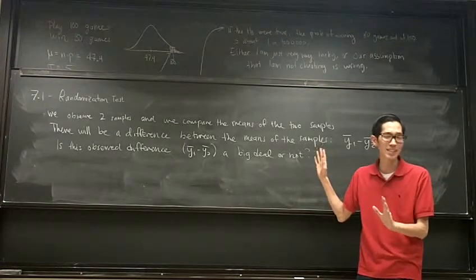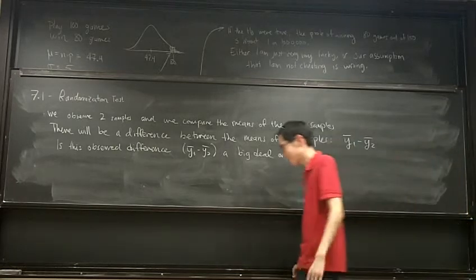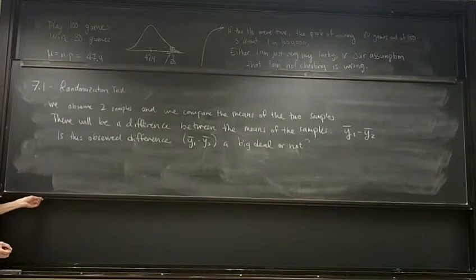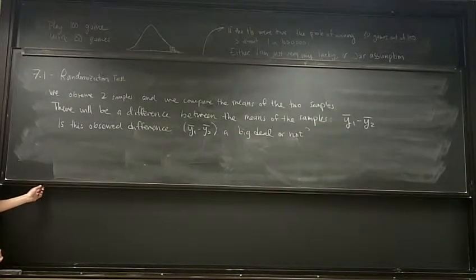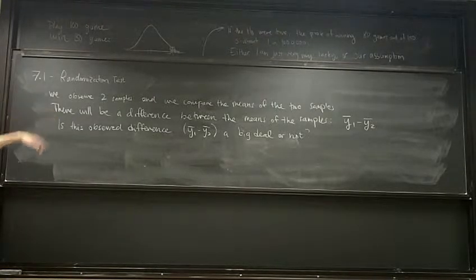I don't know if this made any sense. In my brain, I'm explaining this, and of course I understand it and it works, but let me just write that up. So we observe two samples and we compare the means. There will be a difference between the means of the samples, y bar 1 and y bar 2. Is this a big deal or not?